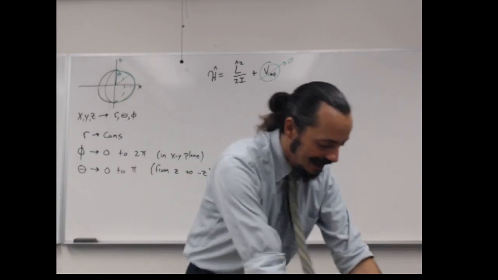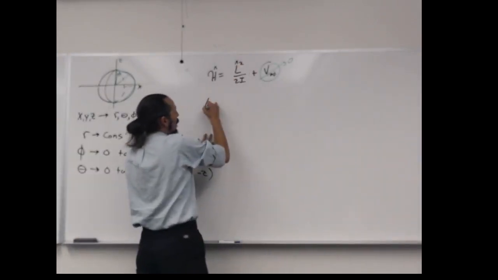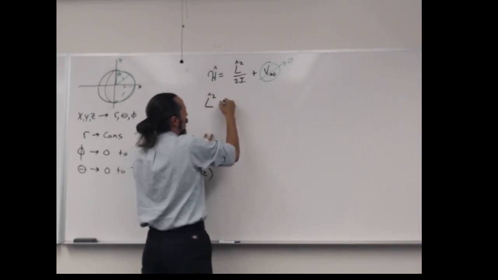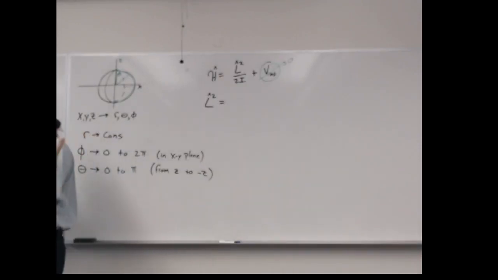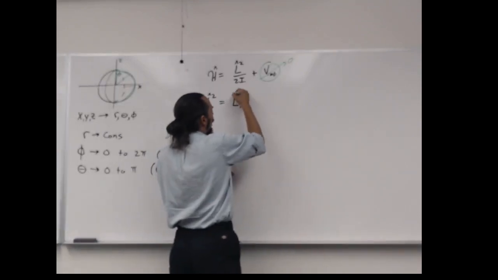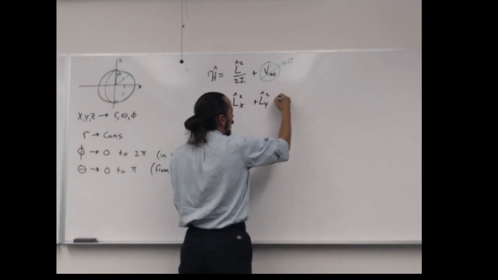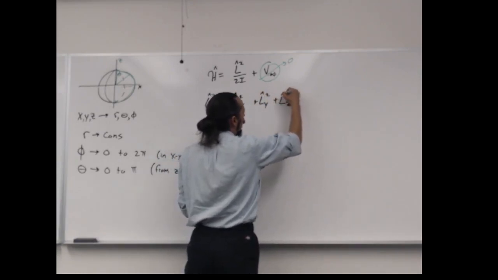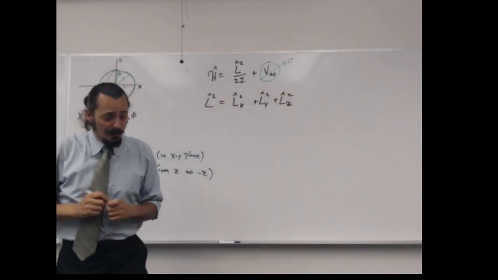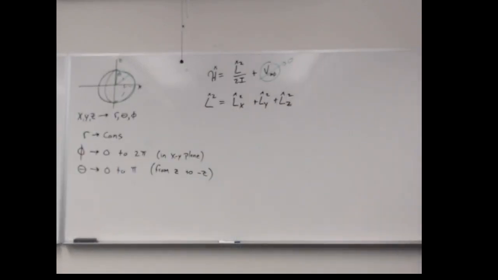Okay, so how do we see that relationship? Okay, so this L squared is a total angular momentum squared. That's going to be looking at our Lx component squared plus our Ly component squared plus our Lz component squared. And the question becomes, well, what are these Lx, Ly, and Lz? What is this idea of angular momentum?